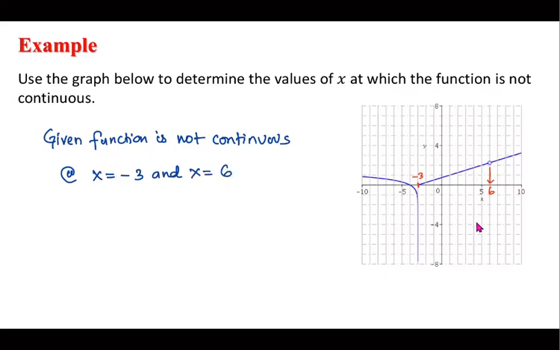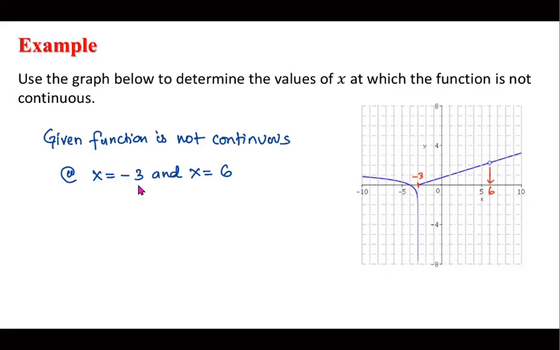So one more time, for the function to be continuous, there should not be a hole, break, or corner in the function. So in this graph, we have a hole at 6 and we have a break at -3. That's why the function is not continuous at -3 and 6.